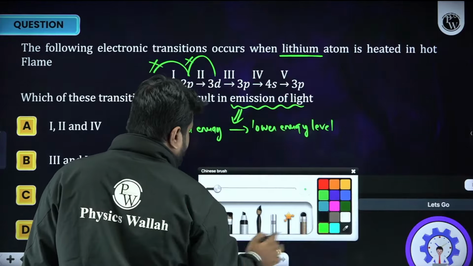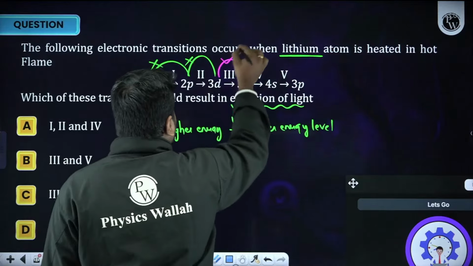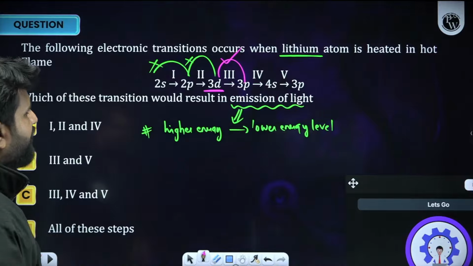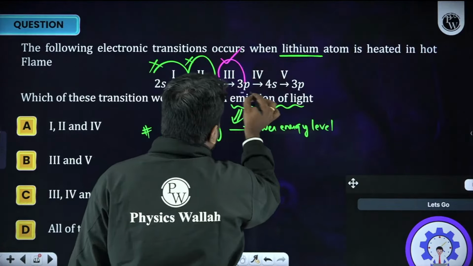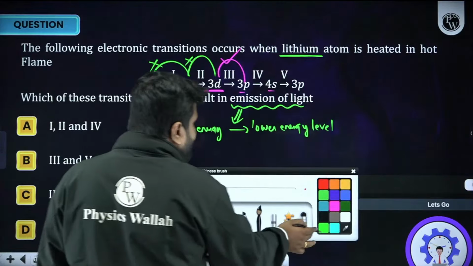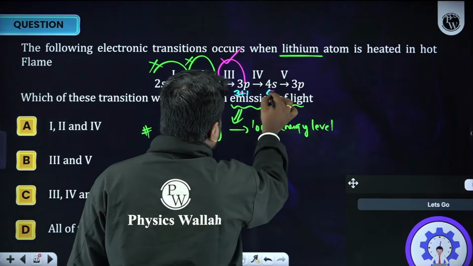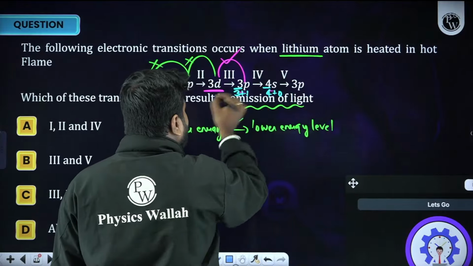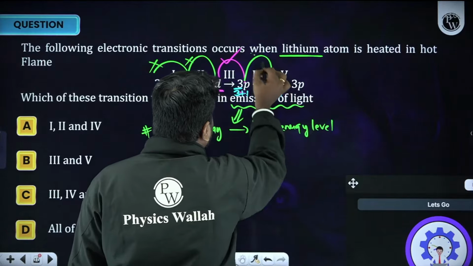3d to 3p. If I talk about 3d to 3p, yes, automatically from higher energy, by the n plus l rule, n value is 3, l value is 2, so 5. Here 4. So higher energy level to lower energy level. Next, 3p to 4s. What is exactly happening? Once again, by the n plus l rule, 3 plus 1, 4. This is also 4 plus 0, 4. If n plus l value comes out the same, we need to check the principal quantum number. So once again, this is from a lower energy level to a higher energy level.